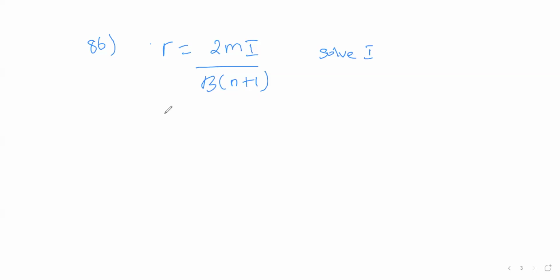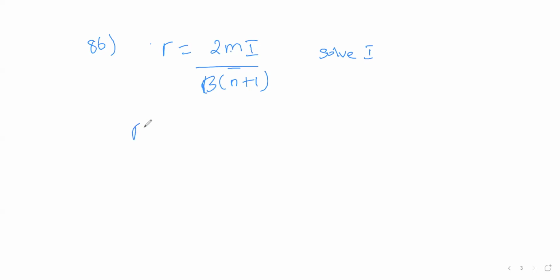Okay, we are solving for I here. You can see that the literal equation's constants are represented. If we are solving for I, it means I is our only variable. M, R, B, and N are all constants. To solve for I, first things first, we can isolate I by removing this denominator, moving this quantity to the other side.